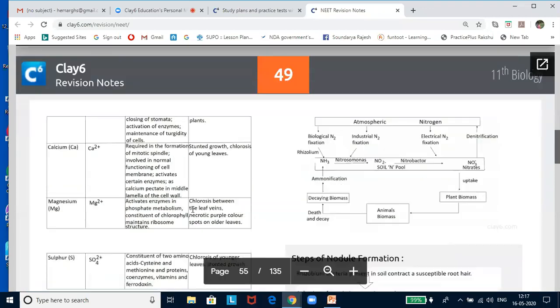Now, after calcium, it is magnesium. It is absorbed as magnesium ions. It's a component of chlorophyll and magnesium pectate. It is essential for the formation of carotenoids and is required by a large number of enzymes connected with phosphate transfer. High concentration of Mg2 plus ions are found in seeds and growing areas of root and stem.